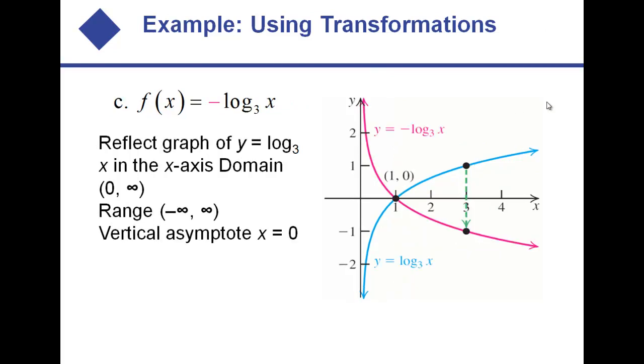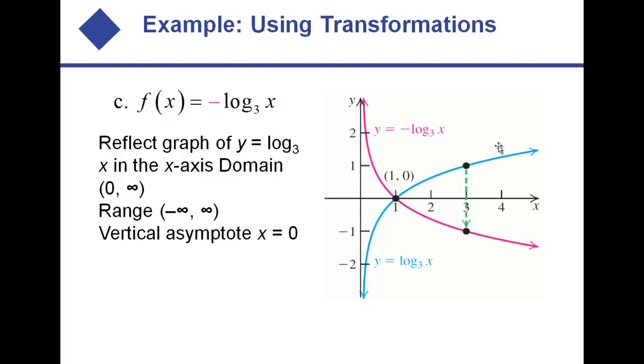When we have a negative on the front of it, remember that flips it north to south, flips it vertically. So it still goes through that same point, and the distances now become mirror images of each other. So we still have positive infinity to negative infinity. We still have the same range, and we also still have the same domain because it hasn't been shifted left or right.